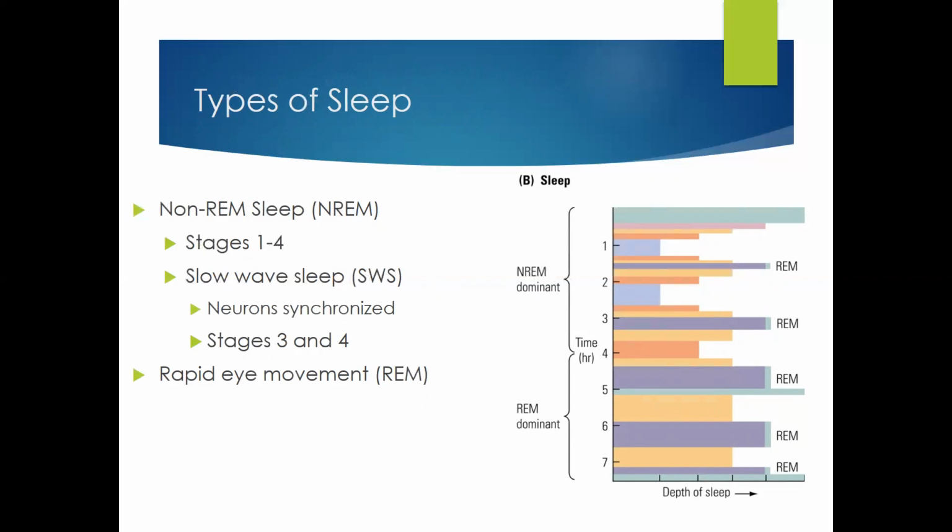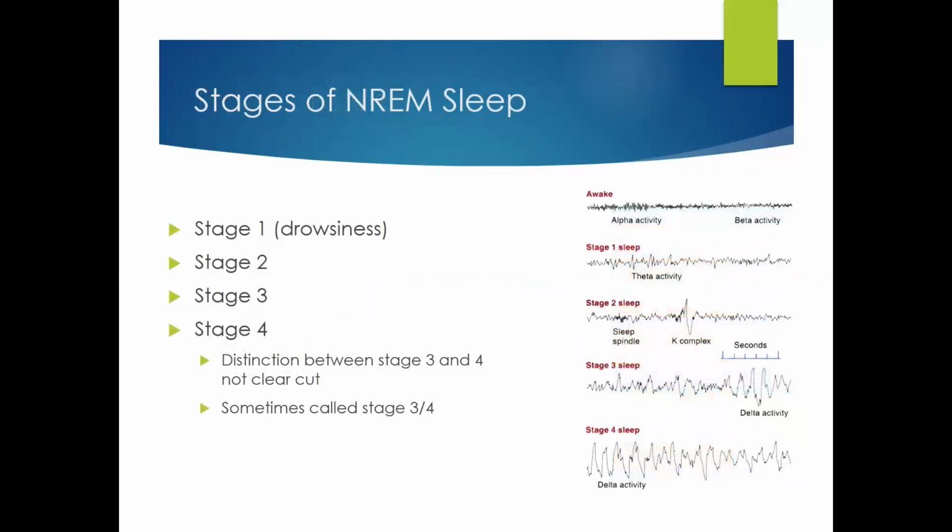and types of sleep. But just to give you an idea, we have two types of sleep, non-REM and REM. REM is its own thing, and it's not broken into any stages, but non-REM is broken into four stages, 1 and 2, and then 3 and 4 slow wave sleep. So here's an idea of what I just talked about: stages 3 and 4 are really hard to distinguish, and sometimes we call it stages 3/4.